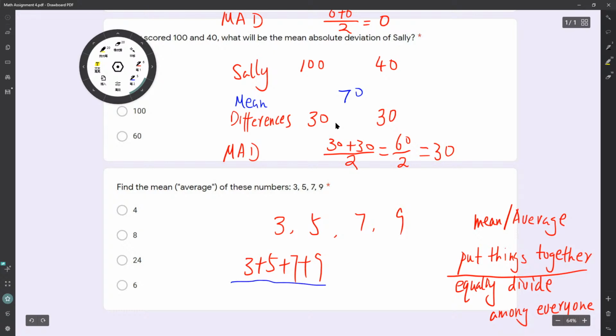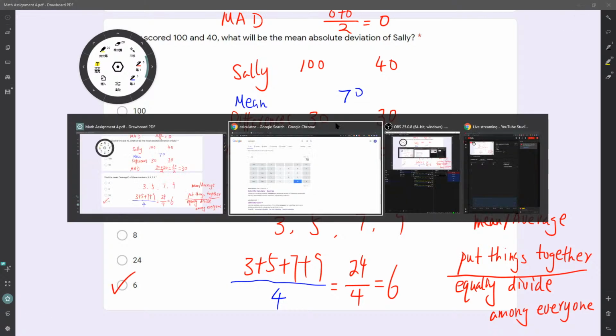What do you mean everyone? So we have 4 numbers, right? So we should divide by 4. You can imagine each number is a friend, a student. So this student has 3 candies, this one has 5 candies, this student has 7 candies, and the 4th student has 9 candies. So we equally divide among 4 students. And that will give us, this is 8, this is 16, so the sum is 24, and divided by 4, the result is 6. So the average of these numbers is 6. And that's our answer.